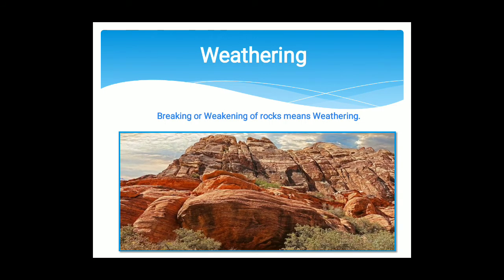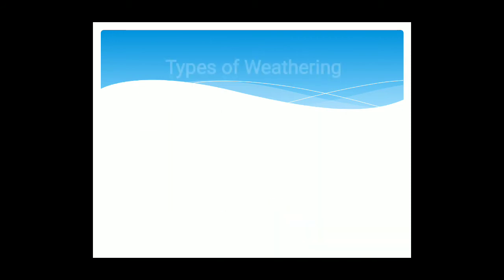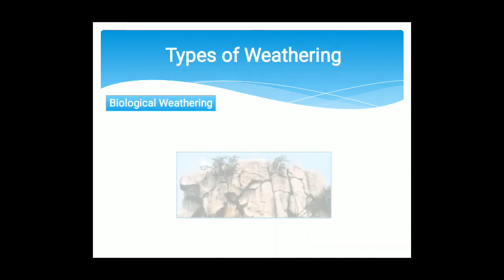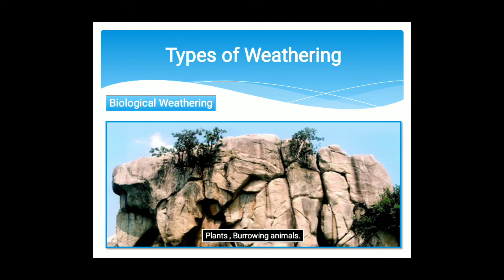Weathering, very important. It means breaking or weakening of rocks. Now, there are different types of weathering. Let us see biological weathering first. In the picture, you can see pieces of rocks getting separated because of the roots of the trees. As they grow bigger, they create tension in the rock and start breaking it.